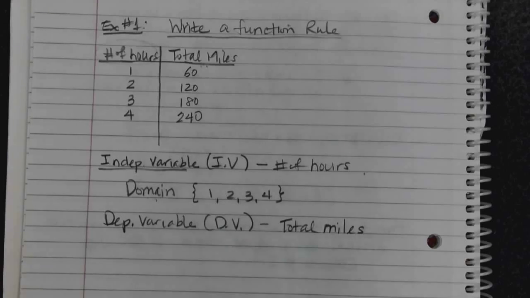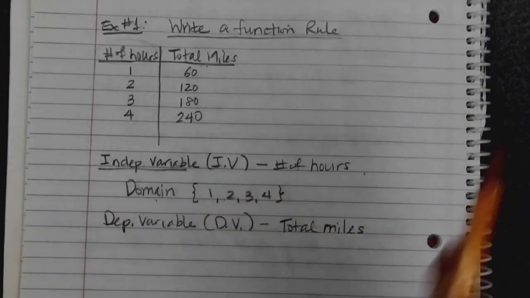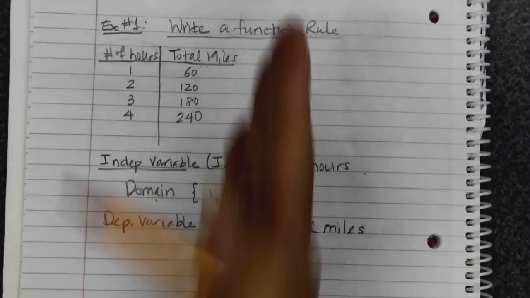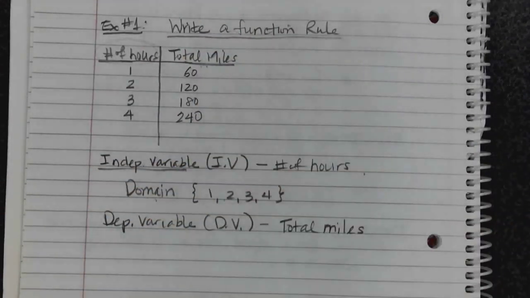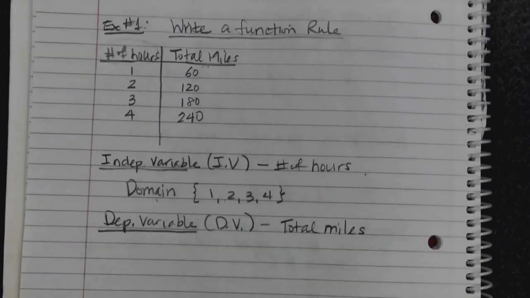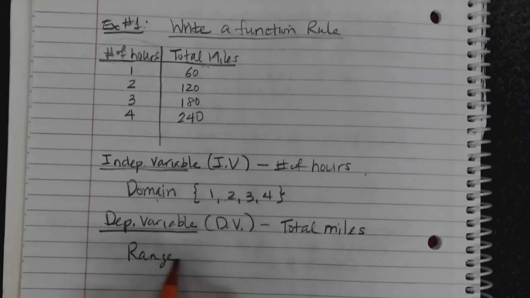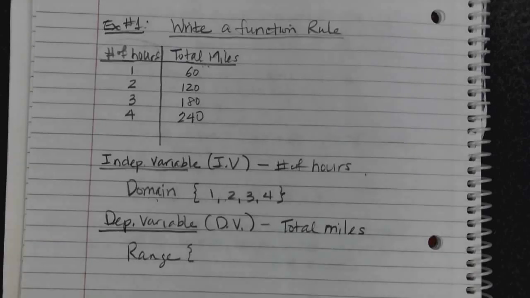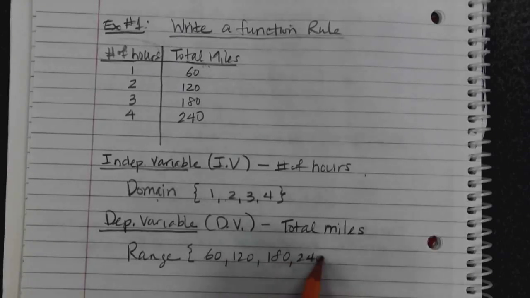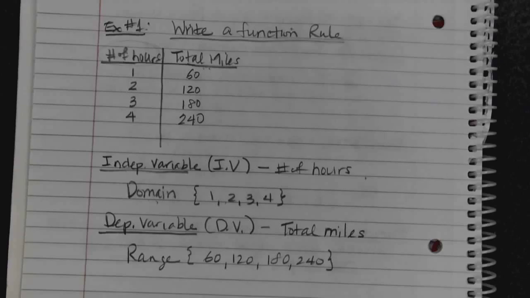Because domain goes with the independent variables. Those are my inputs. I put 1, 2, 3, 4 into this problem, and this is what spit it out: 60, 120, 180, 240 miles. So now for the dependent variable, my range are what? 60, 120, 180, and 240. Okay? Those are my range.